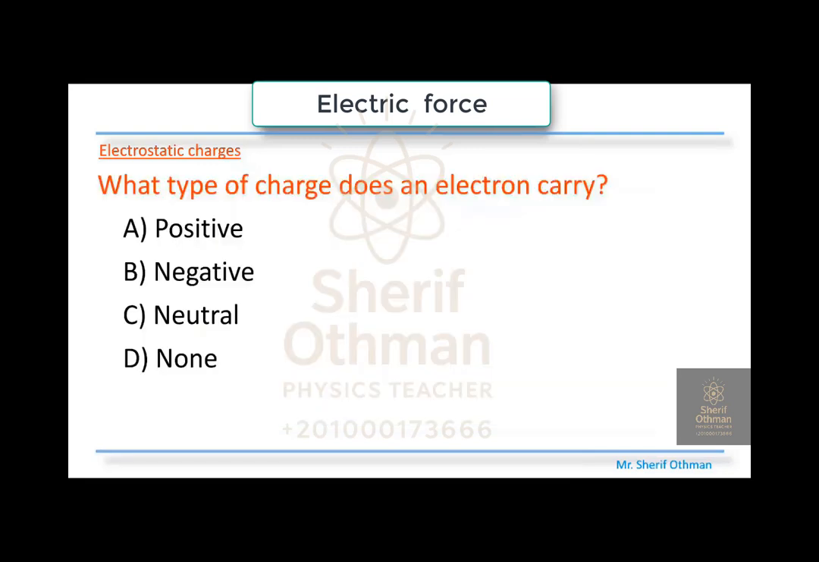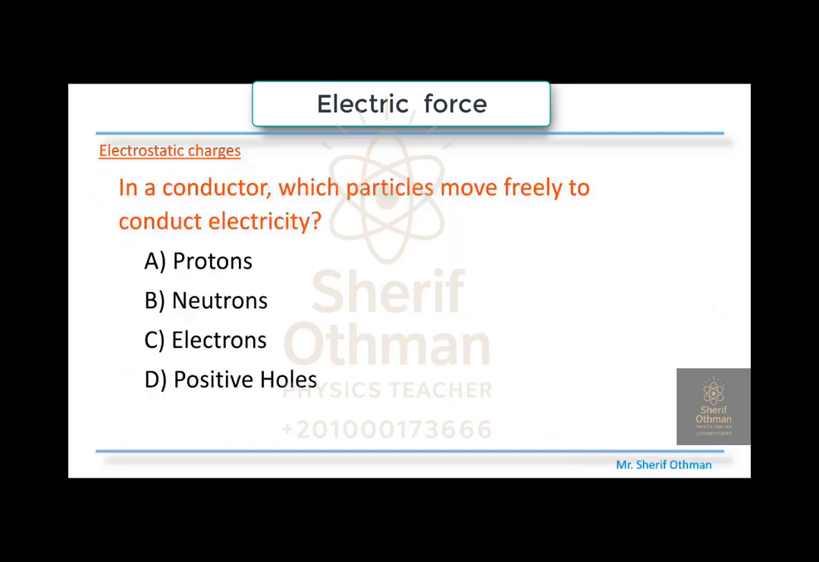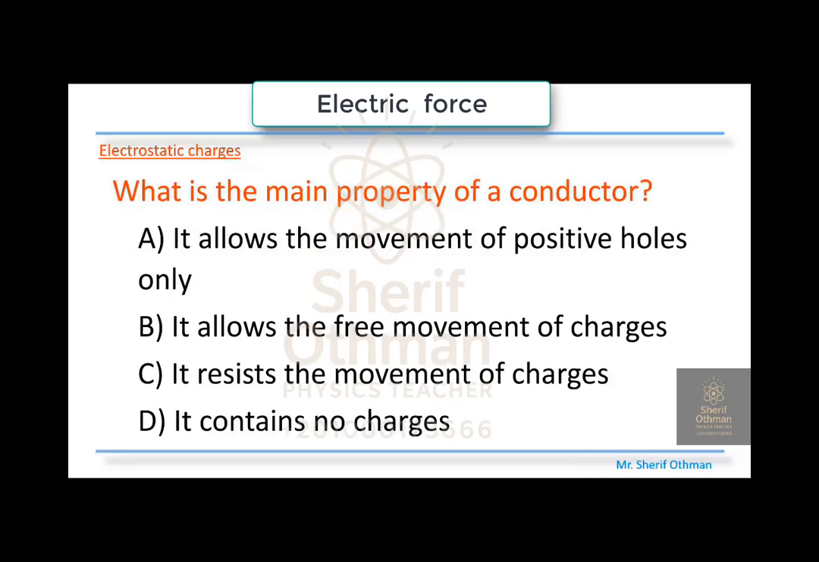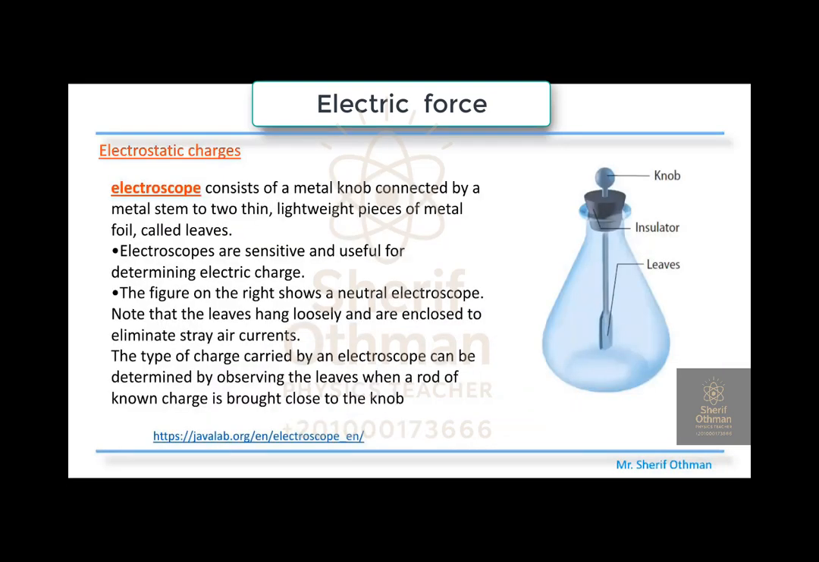What type of charge does an electron carry? It's negative. Well done. In a conductor, which particle moves freely to conduct electricity? Well done, electrons. A positively charged object is placed near a negatively charged object. What will occur? Attraction. Well done. What is the main property of a conductor? It allows the free movement of charges. Well done.